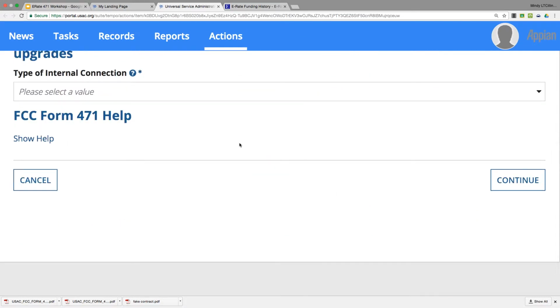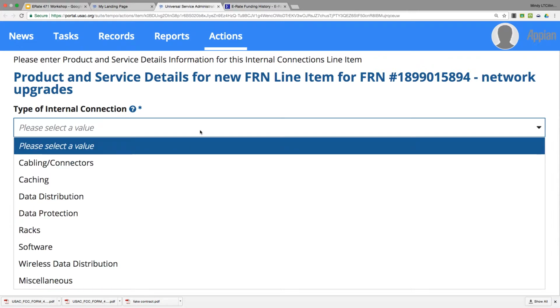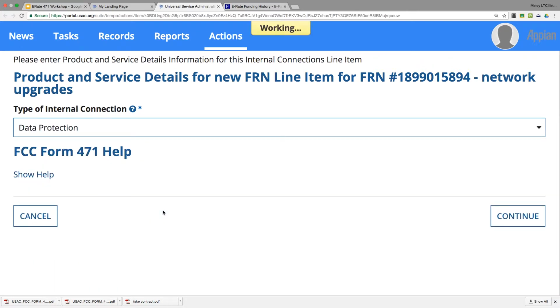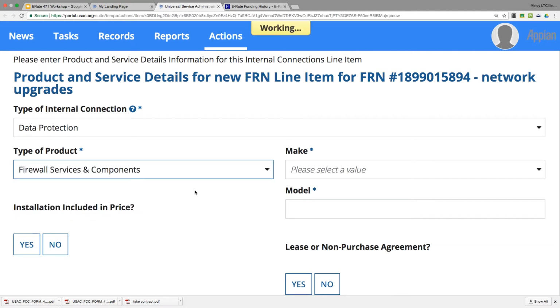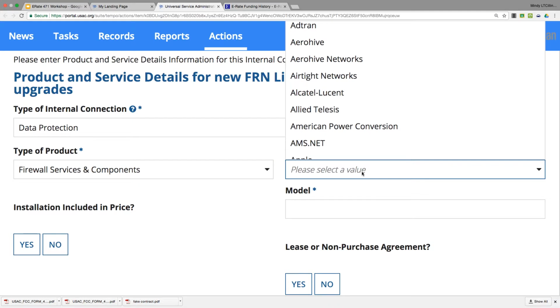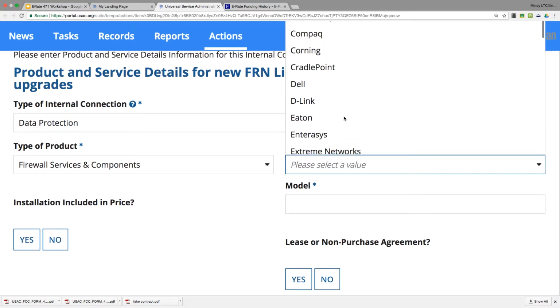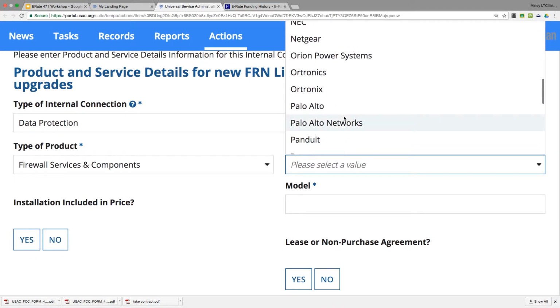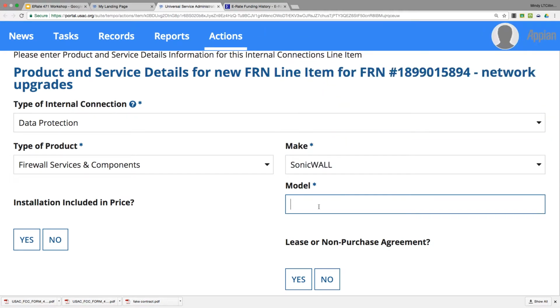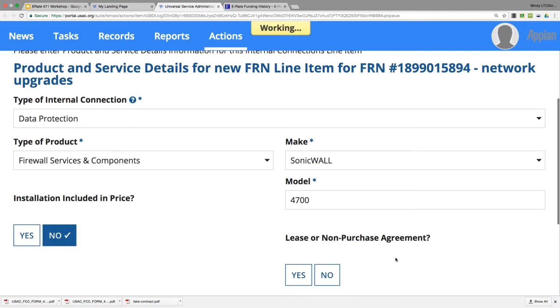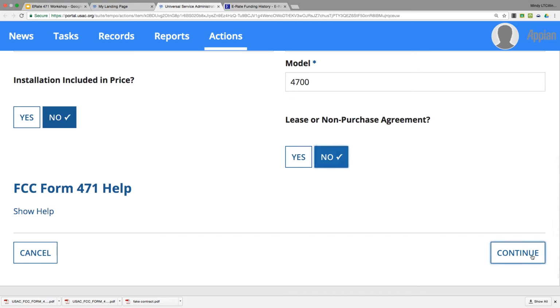Now I'm going to go ahead and put in my firewall. So under internal connections, I'm going to call that data protection. And I'm using the firewall example for a reason. So here's my firewall services. I am going to say this is a SonicWall firewall, and it is a model 4700. I'm installing it myself and configuring it. So I'm going to say continue.